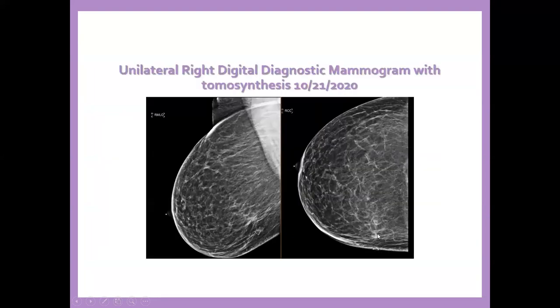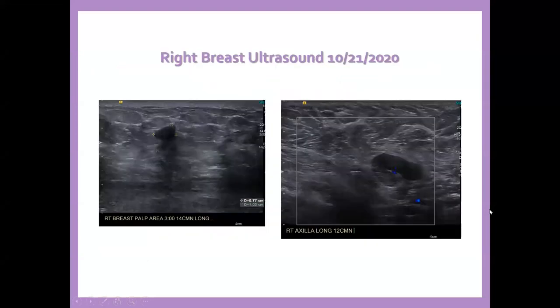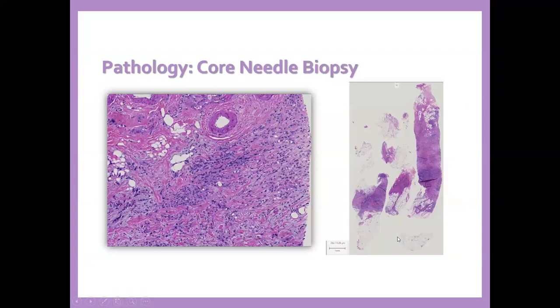In the diagnostic mammogram, you can see that there is some abnormality seen in here and seen in here. And you can see it in here, you can see it in here. This is the ultrasound, which shows an abnormal configuration of a lesion, because this is longer than the other part, as you can see in here. And basically for that, a core needle biopsy was done.